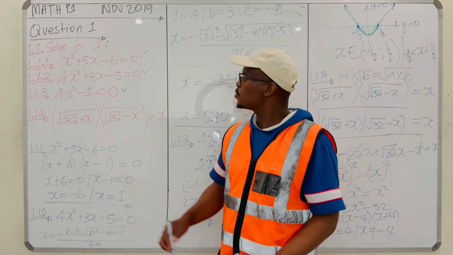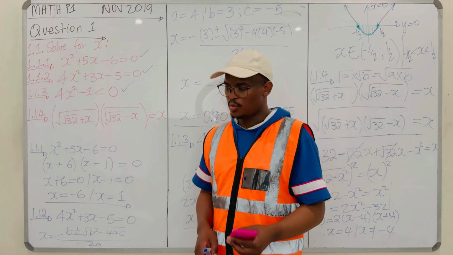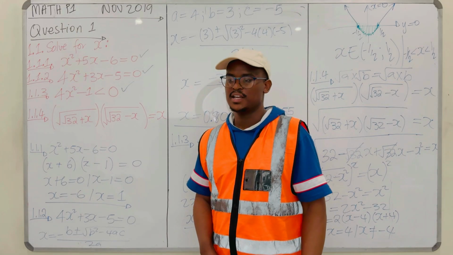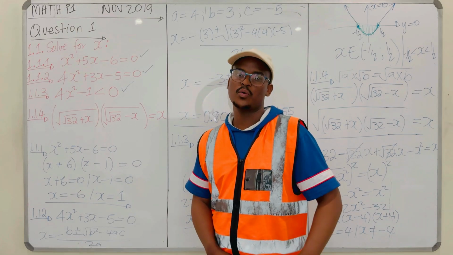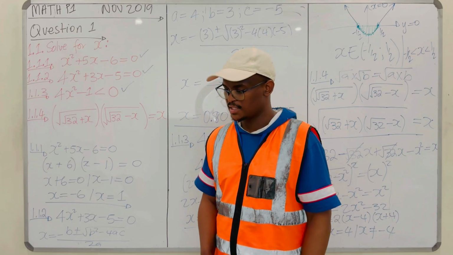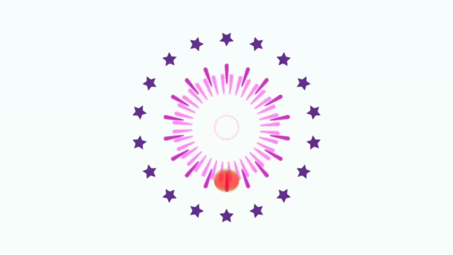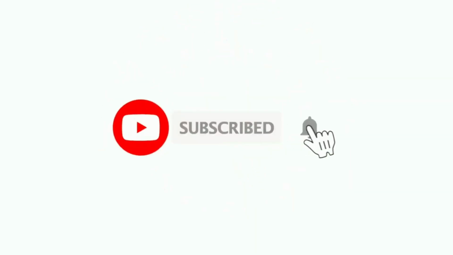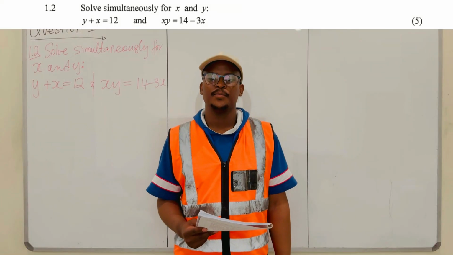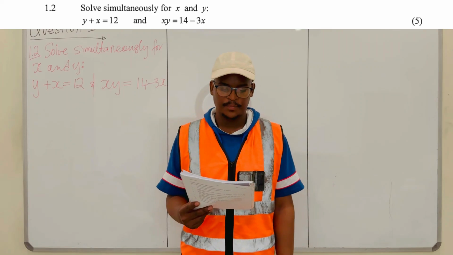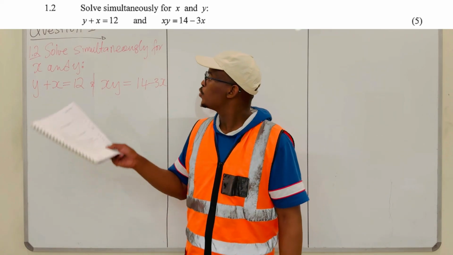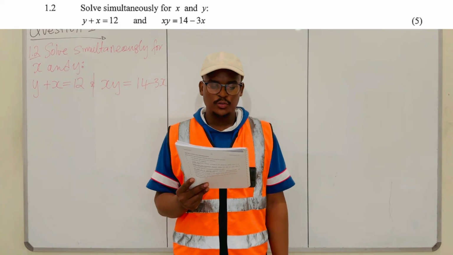So I think I'm done with 1.1.1 and we're going to go to 1.2, which is solving 2 equations simultaneously. So let's go and do that. I'm going to clean the board and then we do 1.2. Okay, so now that we're done with 1.1, we're going to move to 1.2, which is written here. So 1.2 reads as follows.